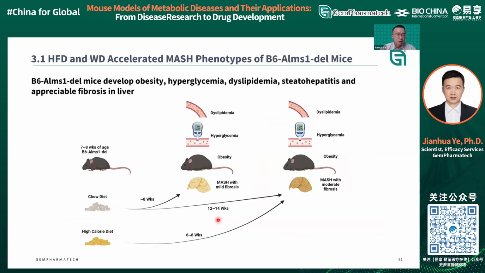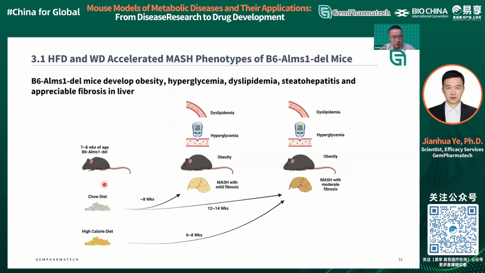And then, based on this literature information, we made the ARMS1 knockout mice. And after we made the mice, we find that these mice indeed develop obesity, hyperglycemia, dyslipidemia, steatohepatitis, and fibrosis. So these mice develop this phenotype.